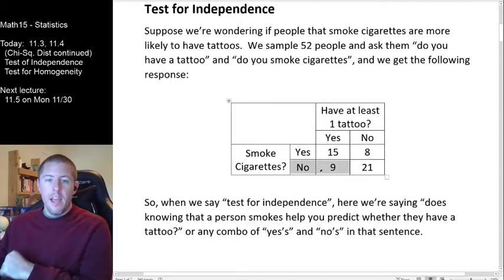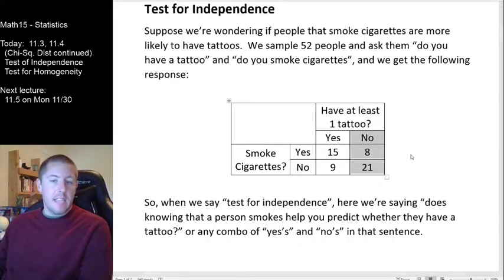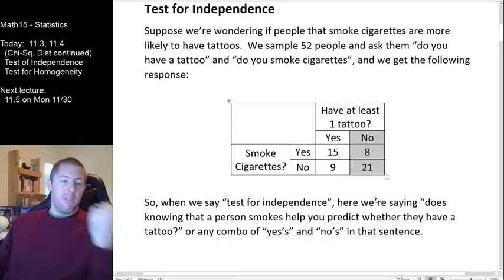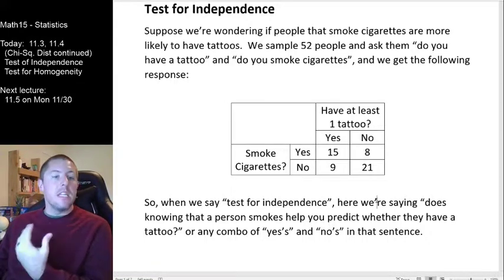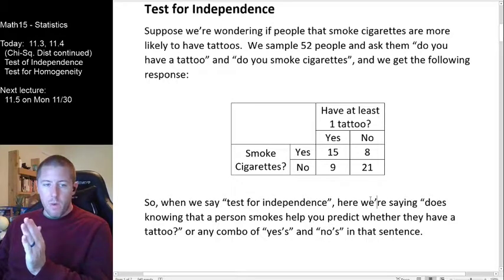And I'll just do one more. If I knew that a person does not have a tattoo, then I can see here that 21 out of 29 people without tattoos do not smoke cigarettes. So if somebody said, hey, listen, I don't have a tattoo, do you think I smoke cigarettes? I would definitely guess no, and I think I have a more than 50% chance of being correct. I have additional information about the variable I don't know because of the variable I do know. These are intertwined variables. They are dependent upon one another. Knowing the value of one helps you know the value of the other.